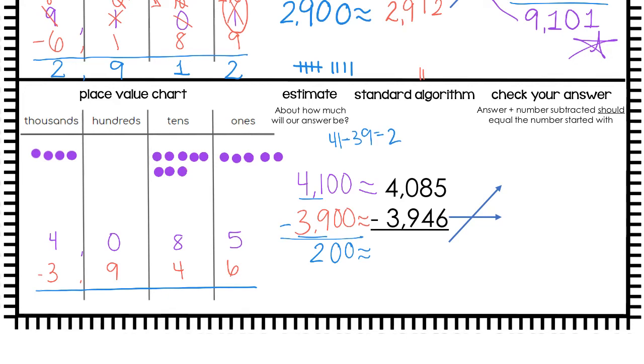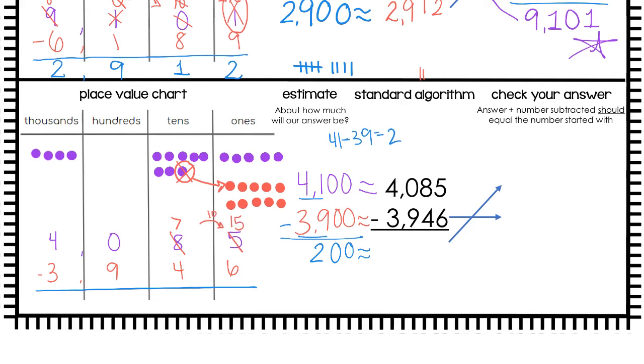Take a 10. Let's regroup it. 1 ten is the same as how many ones? It's the same as 10 ones. 1, 2, 3, 4, 5, 6, 7, 8, 9, 10 ones. There they are. We're crossing out the 10 we regrouped because now that 10 is regrouped into 10 smaller ones. So now we only have 7 tens, and there are now 15 ones because I regrouped 10.